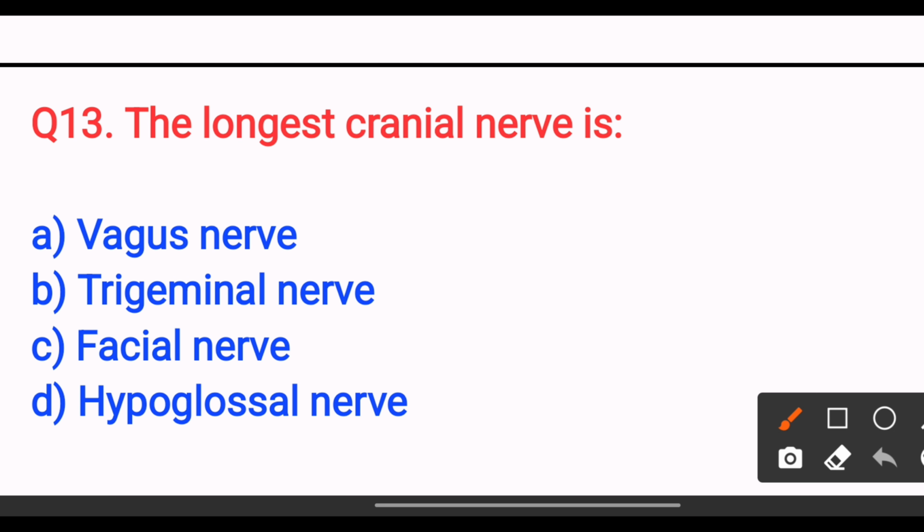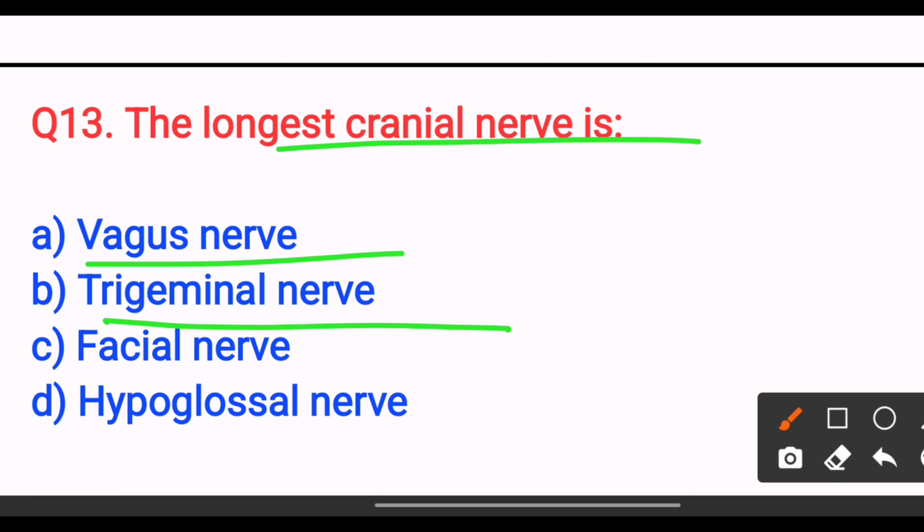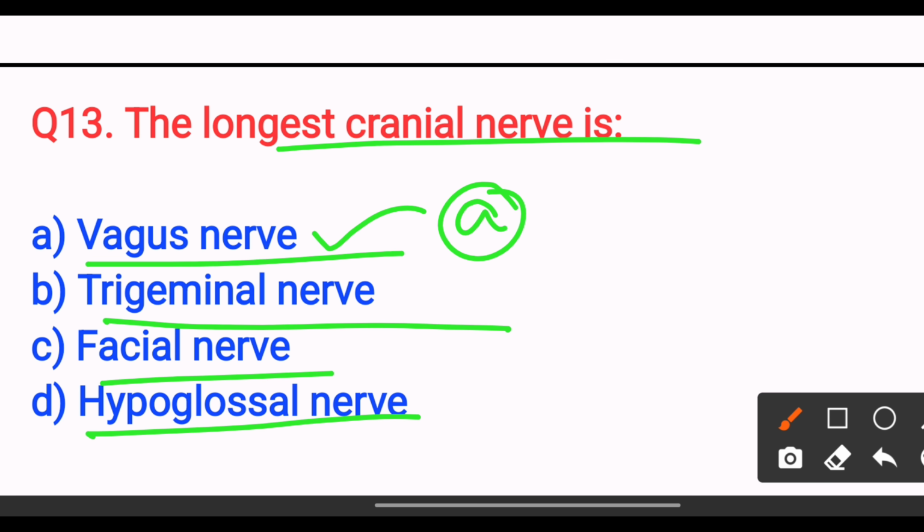the longest cranial nerve is: option A, vagus nerve; option B, trigeminal nerve; option C, facial nerve; option D, hypoglossal nerve. The answer is option A. It is the 10th cranial nerve.